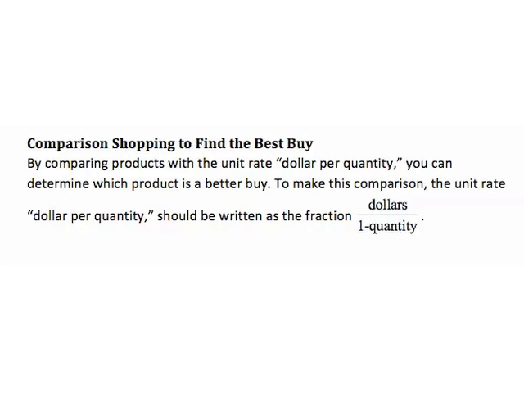Comparison shopping to find the best buy. By comparing products with the unit rate, dollar per quantity, you can determine which product is a better buy. To make this comparison, the unit rate, dollar per quantity, should be written as a fraction, dollars in the numerator over 1 quantity. That quantity can be just 1 item, it could be 1 ounce, it could be 1 pound, whatever sort of measure we're going to use in the denominator, but we want to make sure that the denominator has 1 of those quantities in it.